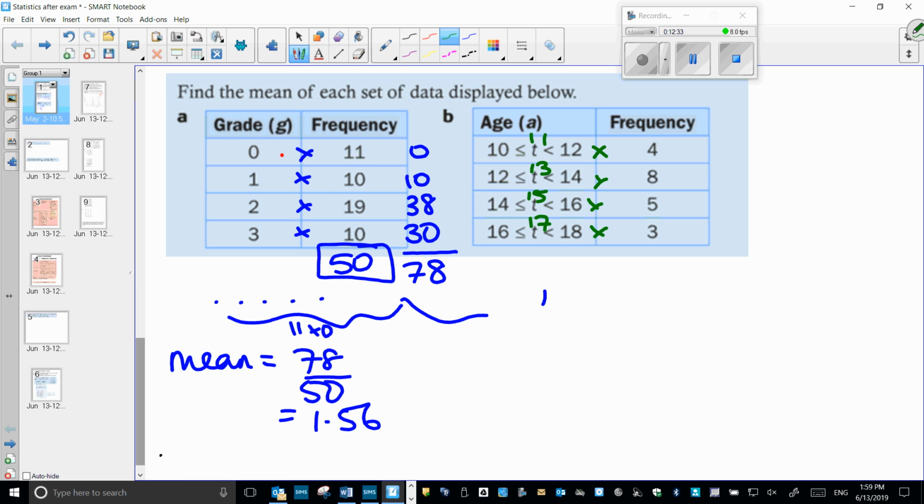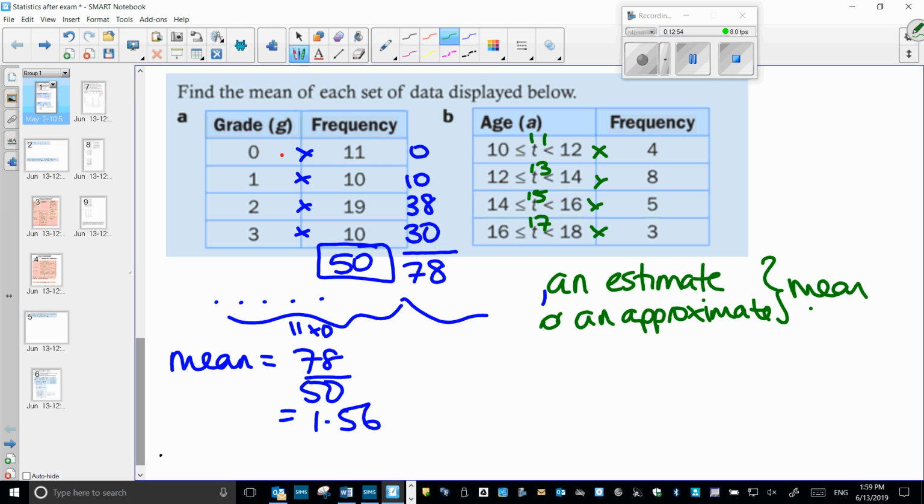Now, can I just stress here that questions like this would ask for an estimate or an approximate mean value. Okay? Now that doesn't mean that when you get to your final answer you round it. It means that it has to be called an estimate or an approximate because we do not know what the data is. Okay, do you see the difference?